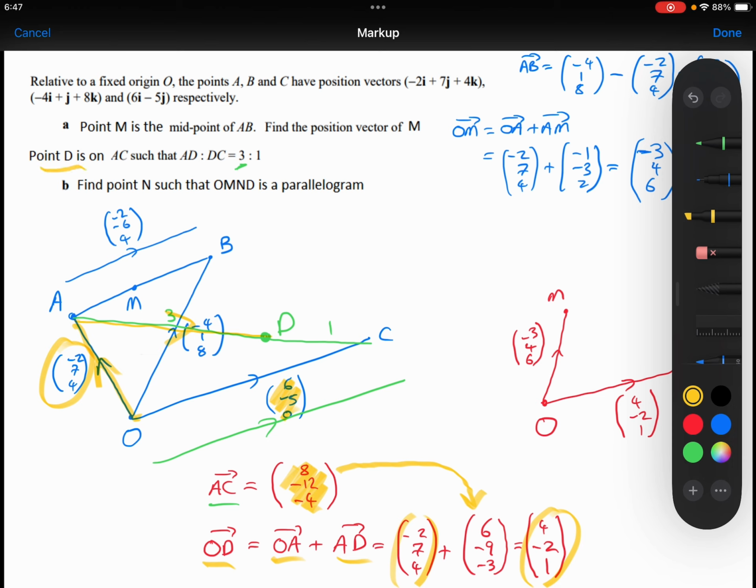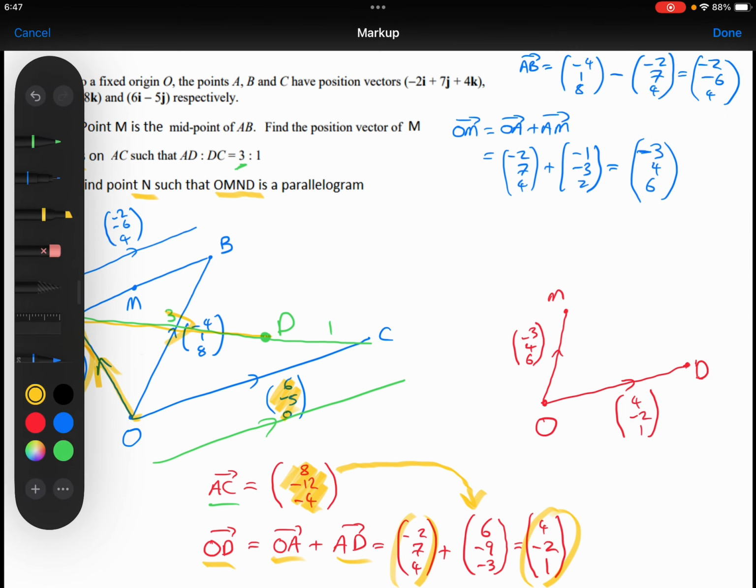Let me finish off reading the question. It says, find point N such that OMND is a parallelogram. Now, because there's so much information on my diagram already, and I've already cleared off a load of information as well, there's a lot going on. You can see in red, I've just started to redraw certain bits of the diagram. In particular, the OMND parallelogram.